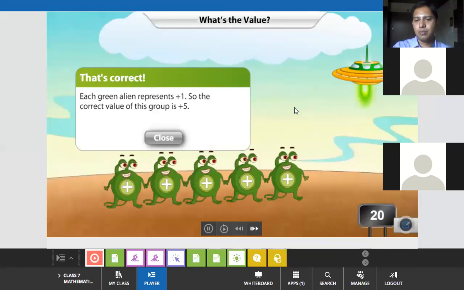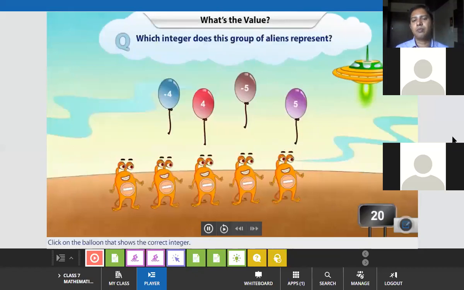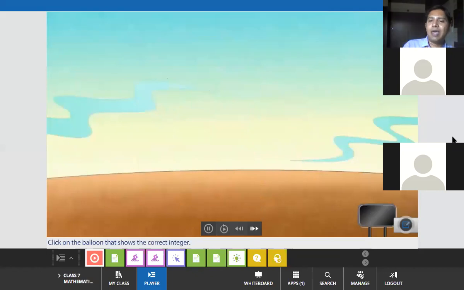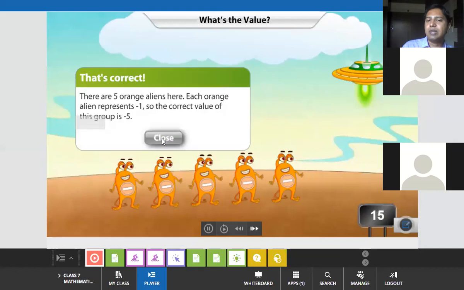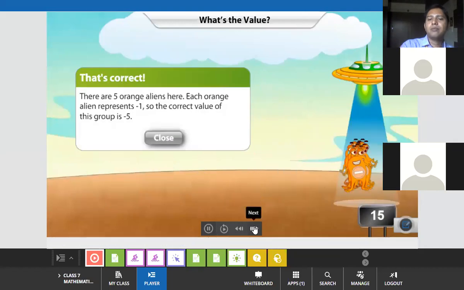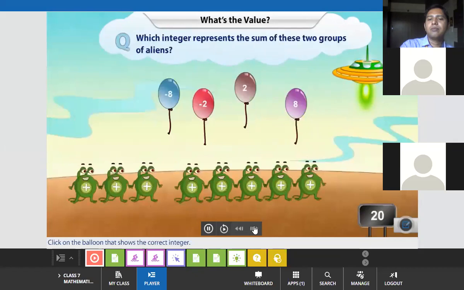Now we move on to the next one. Click on the balloon that shows the correct integer. Now we have 5 oranges, so 5 oranges, each negative, means negative 5. That is the correct answer. That's correct, -5.